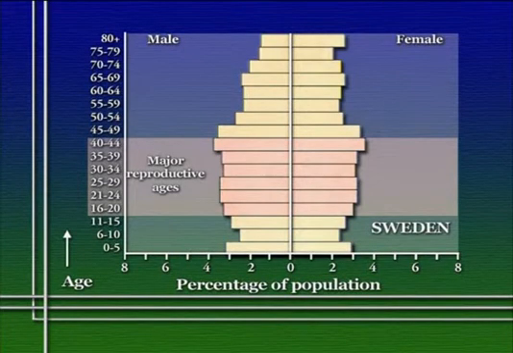In other words, the number of individuals coming into the population at the young end is about the same as the number of individuals that go out the old end. And so we have a fairly uniform distribution across age classes.